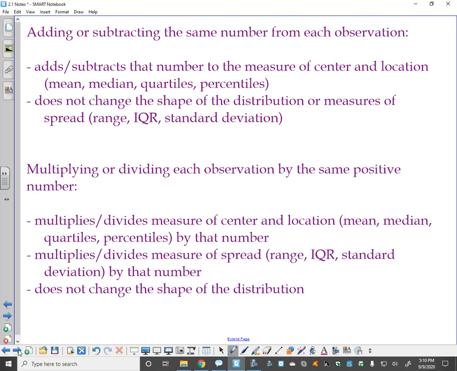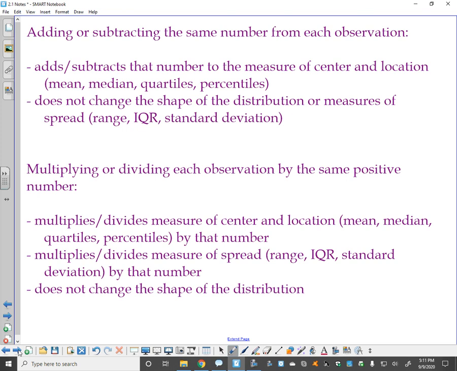Now, multiplying or dividing each observation by the same positive number will multiply or divide that measure of center. So the mean, the median, the quartiles, and the percentiles will all get multiplied by that number. It also multiplies or divides the measure of spread, range, IQR, standard deviation, by that number. It does not change the overall shape.